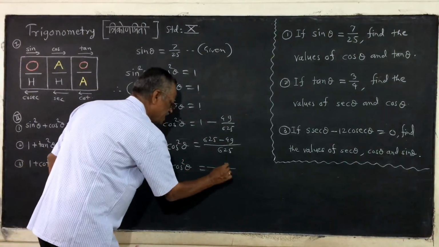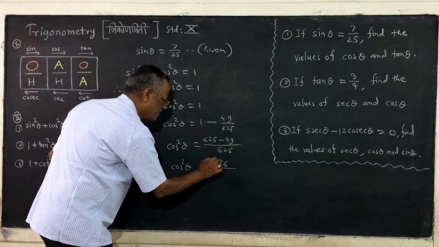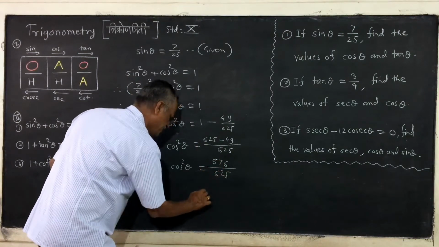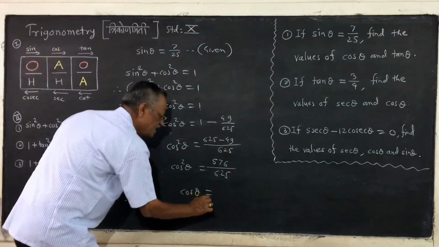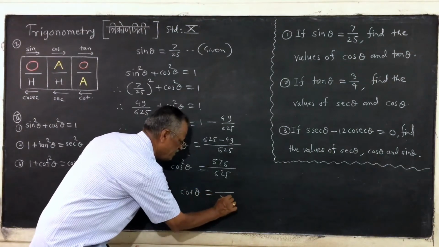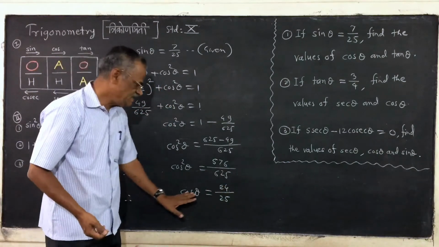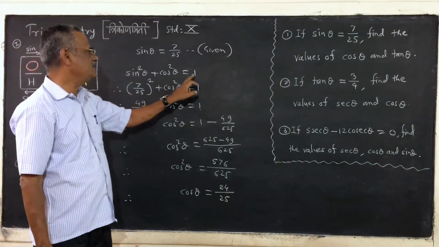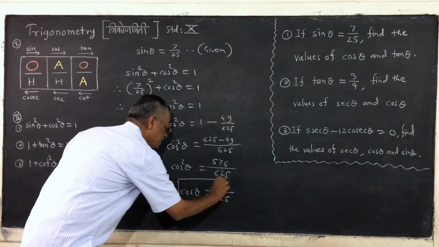What is that difference there? Divided by 625. Then you find out the square root. What is that square root? Remember the square root. This is definitely 25 and this is 24. So that is the cos theta, by using sin square theta plus cos square theta is equal to 1. So this is your first point.